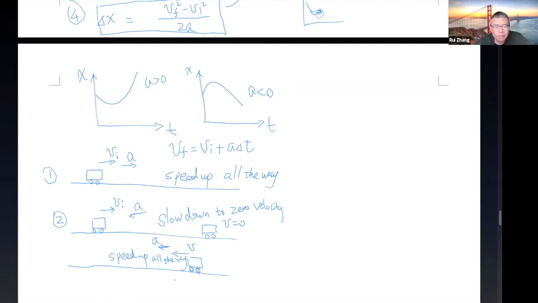Anyway, I want you to keep this picture in mind and see the interplay between velocity and acceleration. It can have different kinds of motions depending on their directions. Do you have any questions?